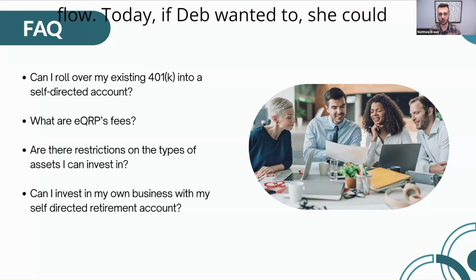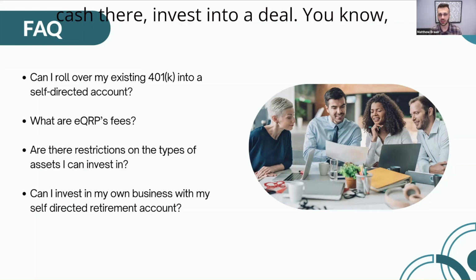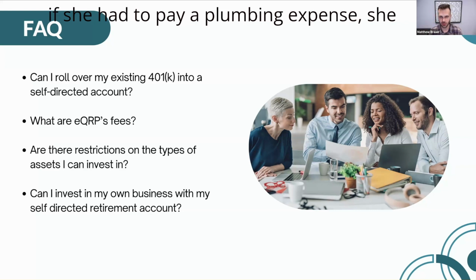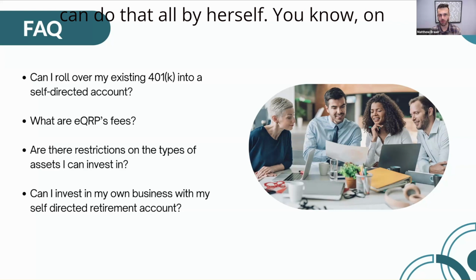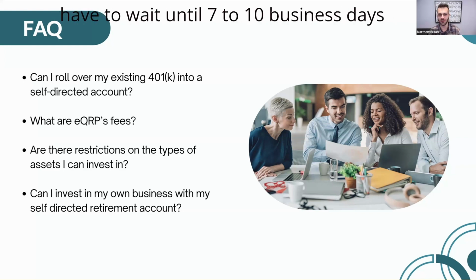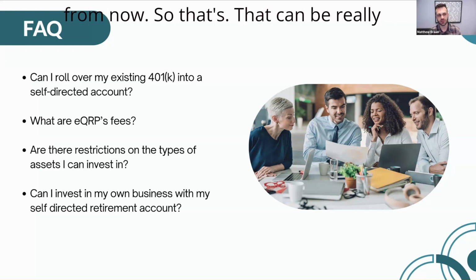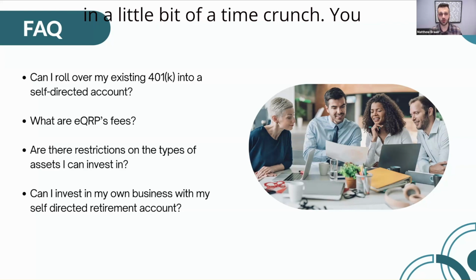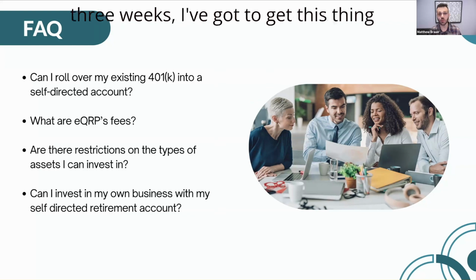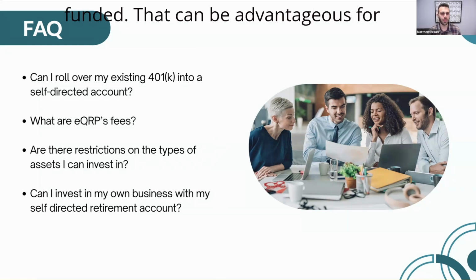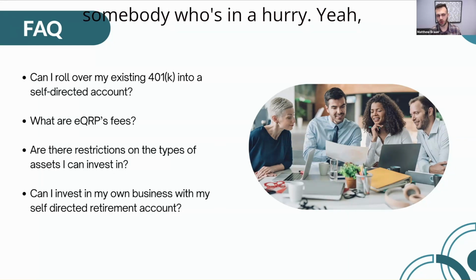Today, if Deb wanted to, she could log into her checking account, see the cash there, and invest into a deal. If she had to pay a plumbing expense, she can do that all by herself on, what's today, Monday. It doesn't have to wait until 7 to 10 business days from now. So that can be really helpful, especially for people that are in a little bit of a time crunch. You've got an opportunity in hand, 3 weeks, I've got to get this thing funded. That can be advantageous for somebody who's in a hurry.